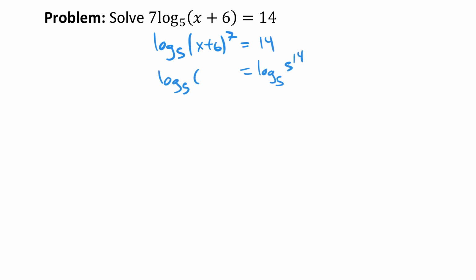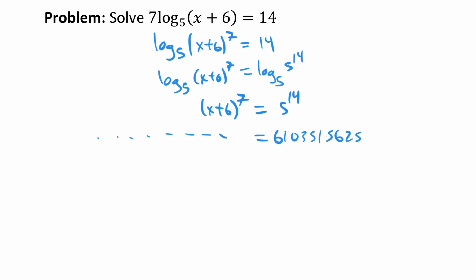Okay, this is looking kind of scary. If we drop the logs, we get (x plus 6) to the 7 equals 5 to the 14. Now, I can't even calculate 5 to the 14 without a calculator. It's going to be some giant number. And (x plus 6) to the 7, that's going to be so many terms, right? So that's a crazy number of terms. And then this is 610351562 if you use a calculator. And this just seems like it's not going anywhere. So let's not do that.